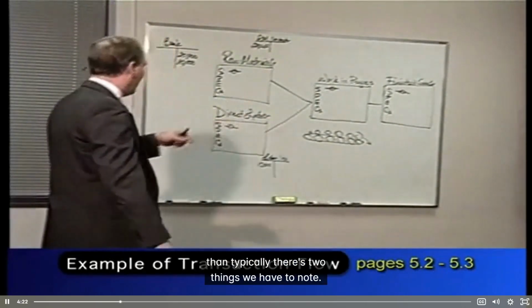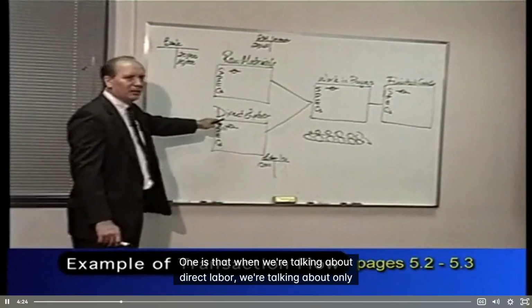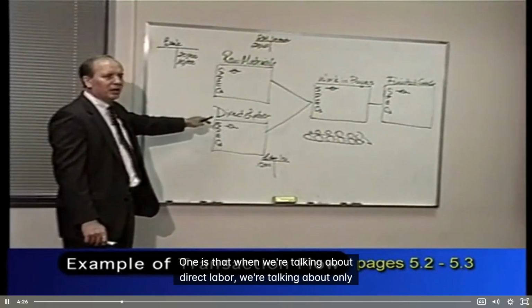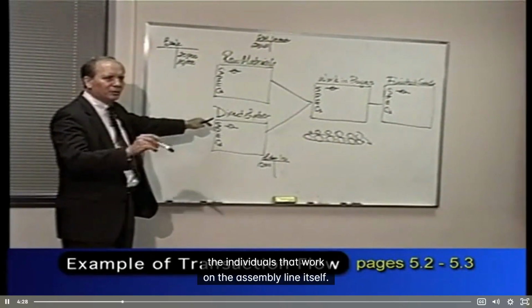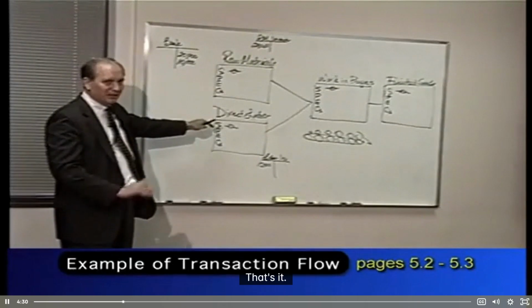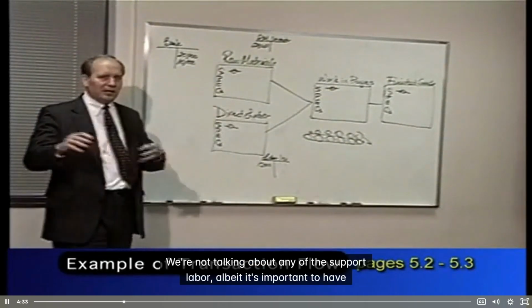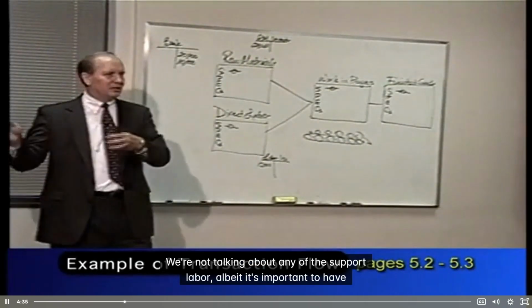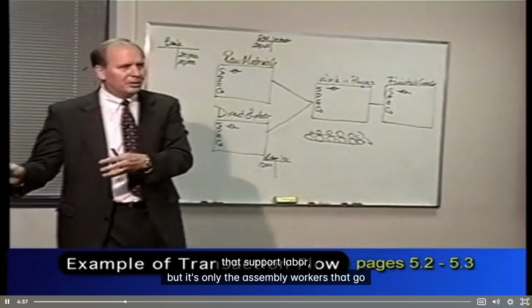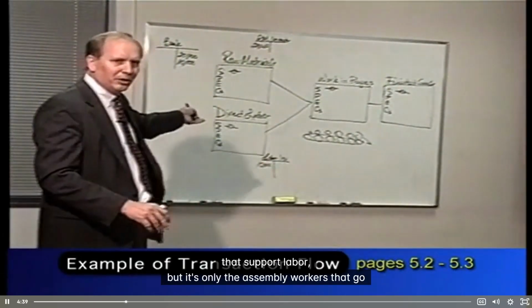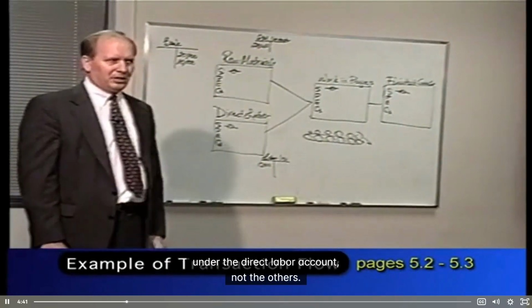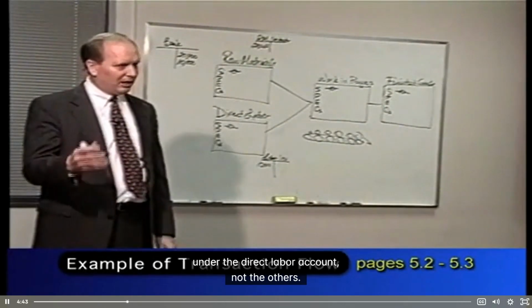There's 2 things we have to note. One is that when we're talking about direct labor, we're talking about only the individuals that work on the assembly line itself. That's it. We're not talking about any of the support labor, albeit it's important to have that support labor, but it's only the assembly workers that go under the direct labor account, not the others.